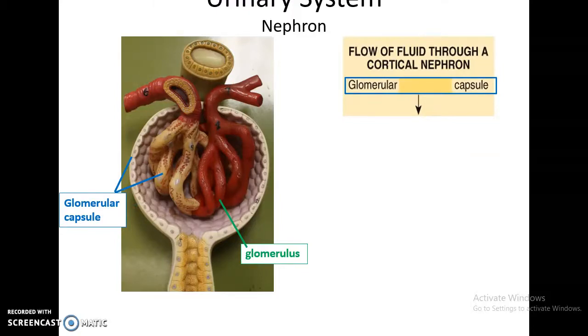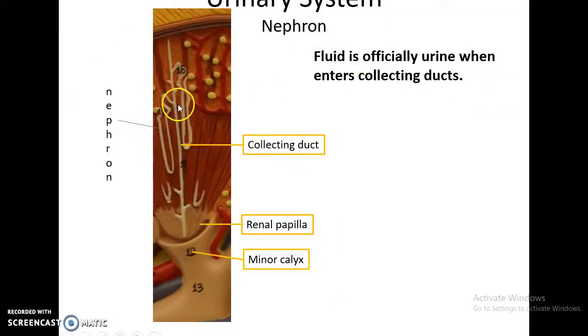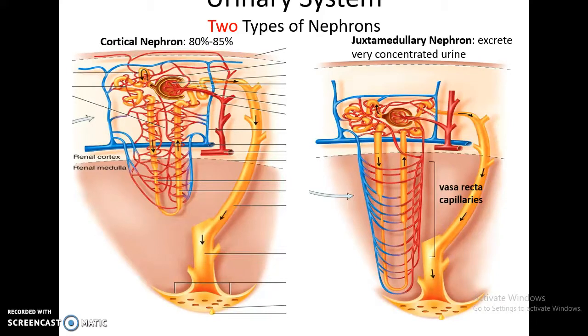So, flow of fluid through the cortical nephron starts off again with the glomerular capsule. Fluids are filtered out of the bloodstream, out of the glomerulus into the capsular space. It will then enter the proximal convoluted tubule, go down the descending limb of the nephron loop, then up the ascending limb, and then into the distal convoluted tubule, where the filtrate will then enter the collecting duct, and it is now officially urine. The urine then travels down the collecting duct toward the renal papilla, where it will enter the minor calyx, and then the major calyx, and so on.